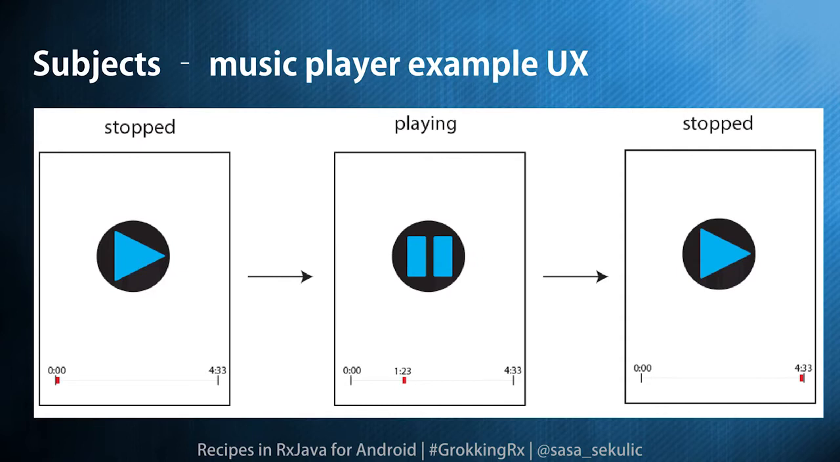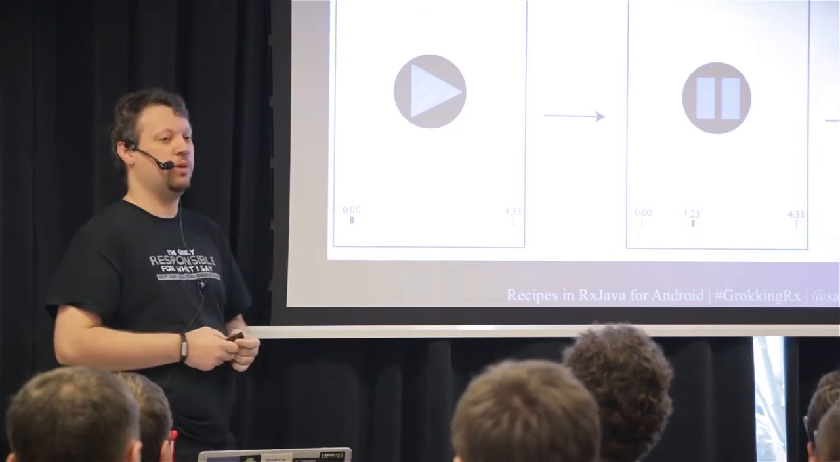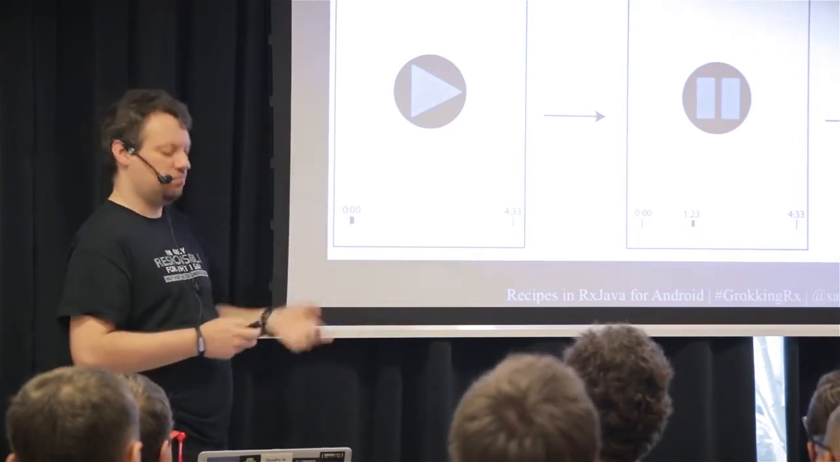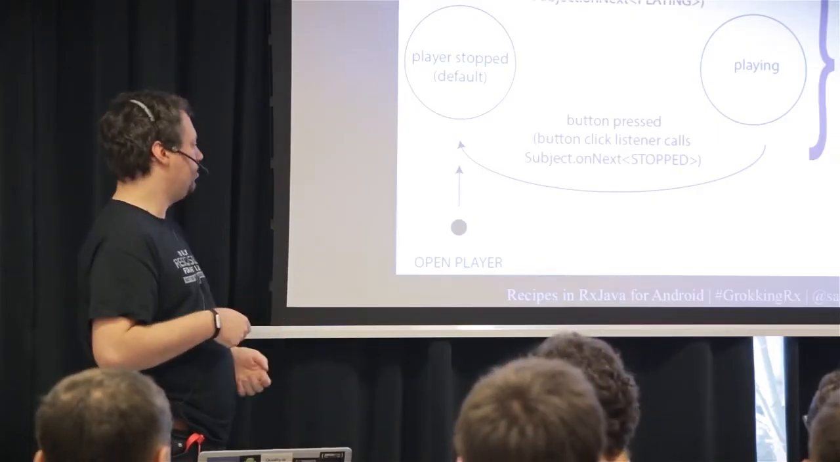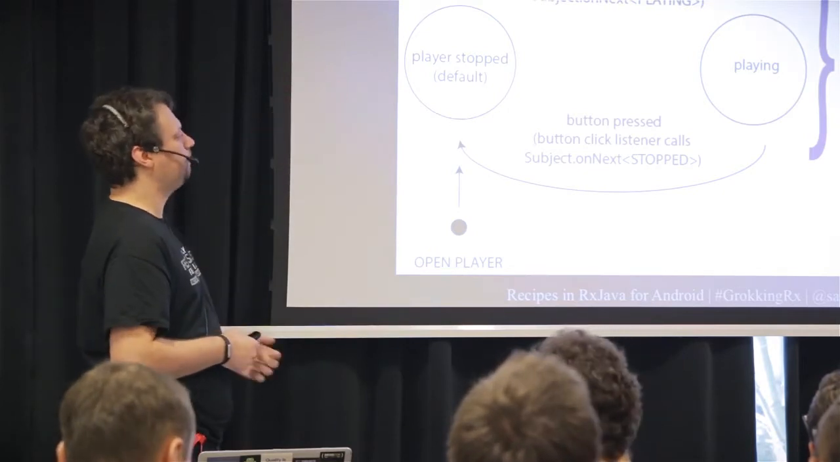So let's now go to a simple music player example. It's a very simple player. It just has one button that has 2 states: stopped or playing, and that's it. So this is just a basic state machine. We have 2 states, stopped and playing, and you have the default, which is in this case open player, and it goes default to stopped.